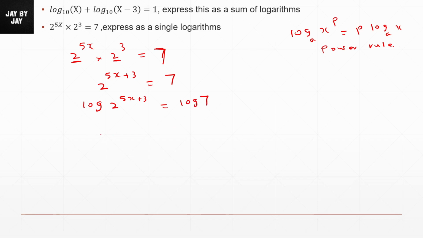Okay, so then we just need to look at it like this. We can take out the 5x plus 3 in front of the equation. So therefore 5x plus 3 times log 2 equals log 7. Okay, so therefore 5x plus 3 equals log 7 divided by log 2 here.